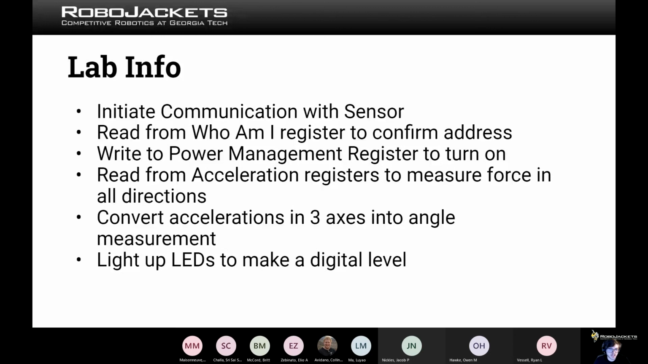And the end goal is actually to make a digital level. It's like the old-fashioned bubble levels, where if you tilt it one way, the bubble goes one way, and if you tilt it the other way, the bubble goes the other way. We'll be making those with our LEDs and our IMU.